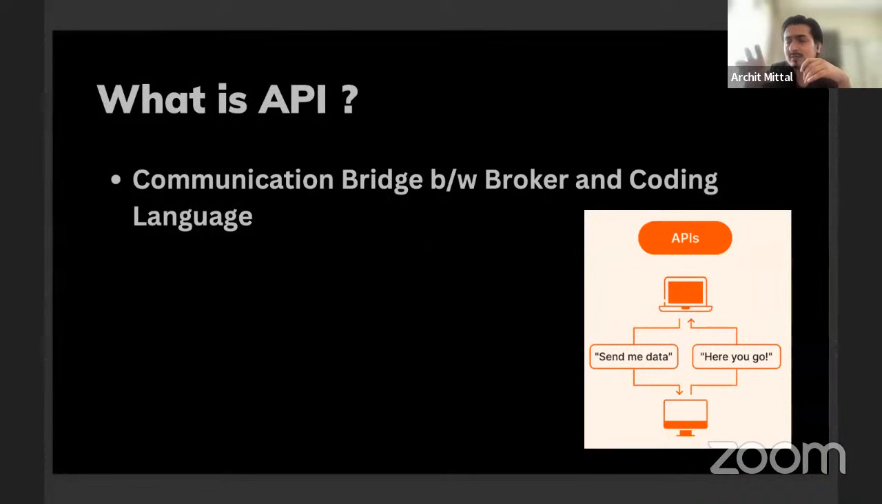So a waiter serves the purpose of the API: it connects your thoughts, what you want from the exchange, and what your broker is giving you. When you are requesting FYERS to give you your positions, your historical data, or to place your order, you are not directly going to the exchange. FYERS, like any broker, is also acting as a mediator, but you have a direct connection with your broker.